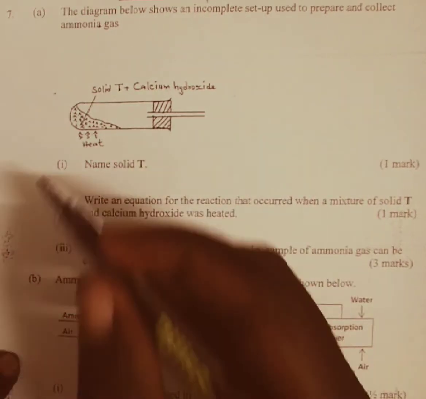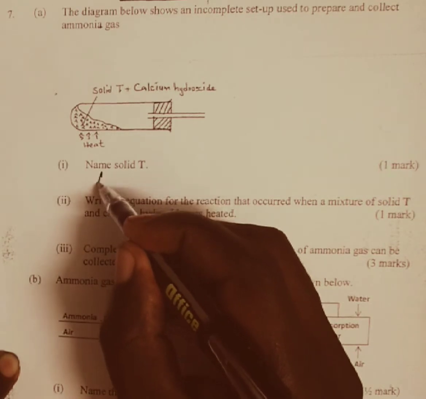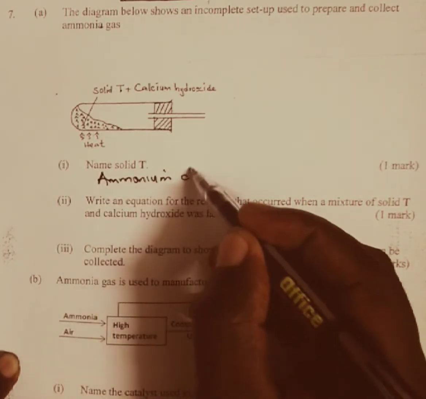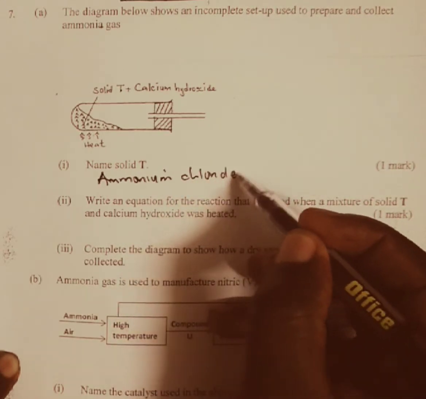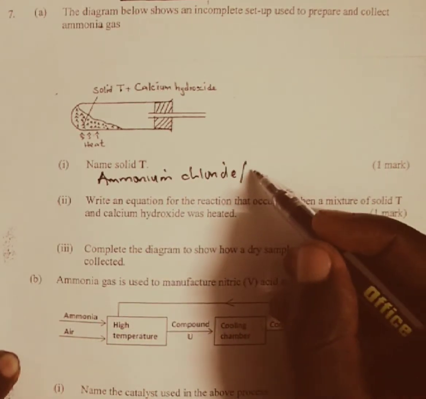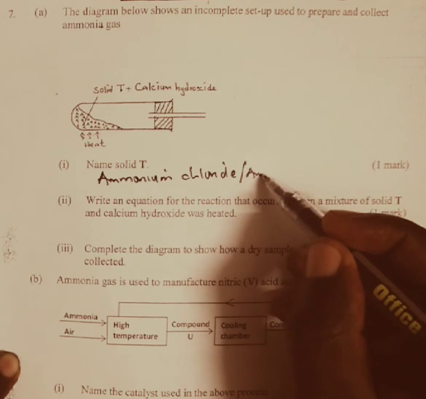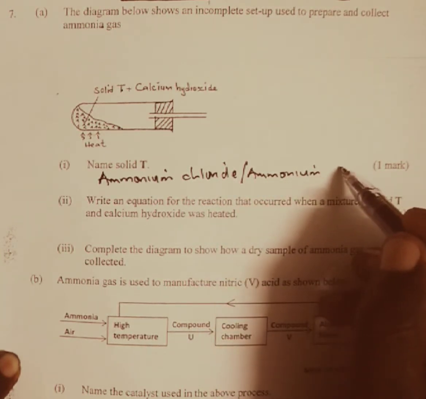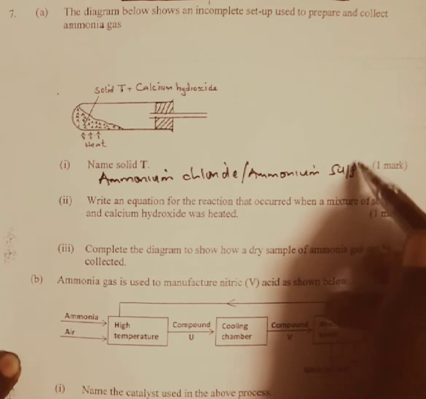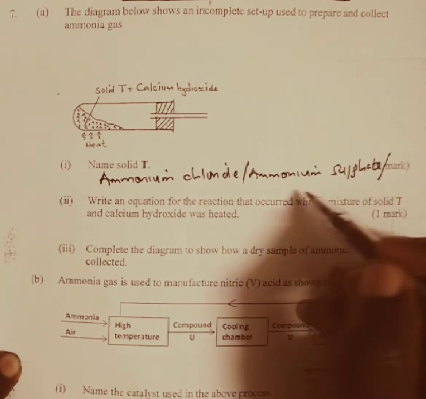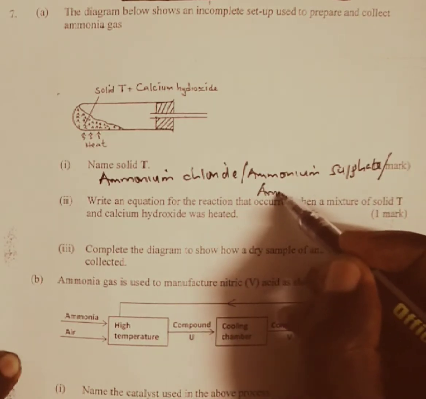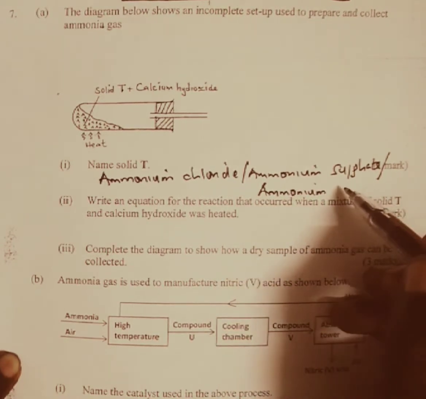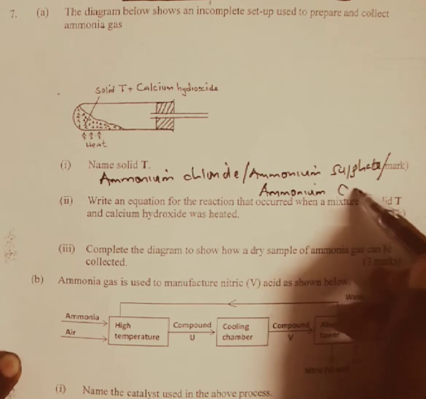Solid T can be ammonium chloride, you can use ammonium sulfate, you can also use ammonium carbonate.